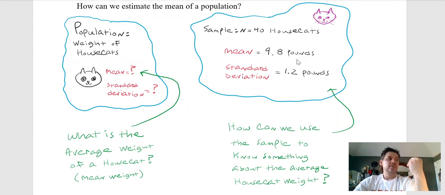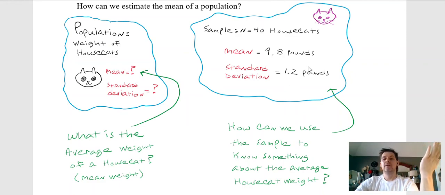Maybe somebody in the veterinary sciences is doing this research, and we weigh all the house cats and we say, okay, we weighed them all and we calculated the average, the mean weight was 9.8 pounds. We weighed them all, added all the weights together, and divided by 40, and we got 9.8 pounds. And let's say we also did the calculations on the standard deviation for the sample. That was 1.2 pounds. Let's suppose that we did all that.